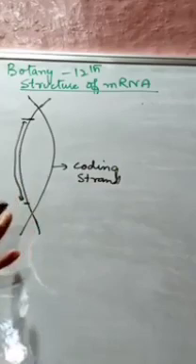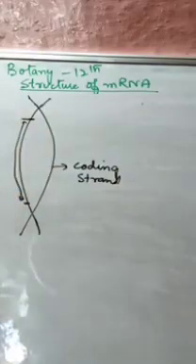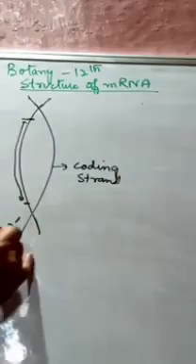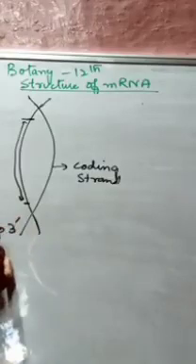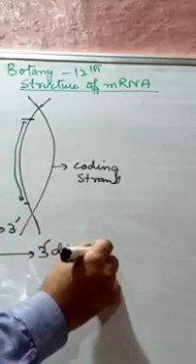Now mRNA is formed in the direction of 5 prime to 3 prime. Remember this.